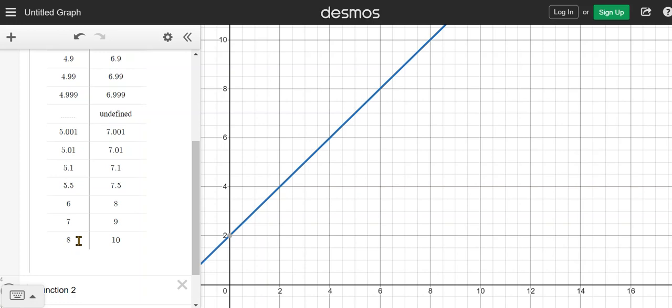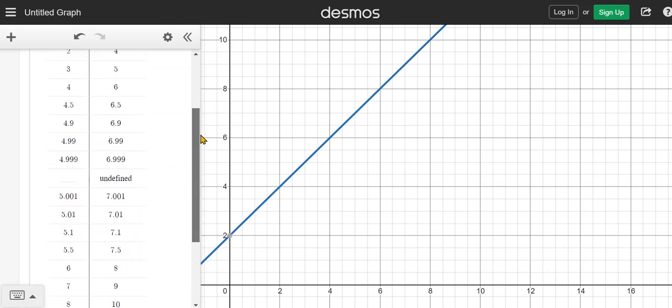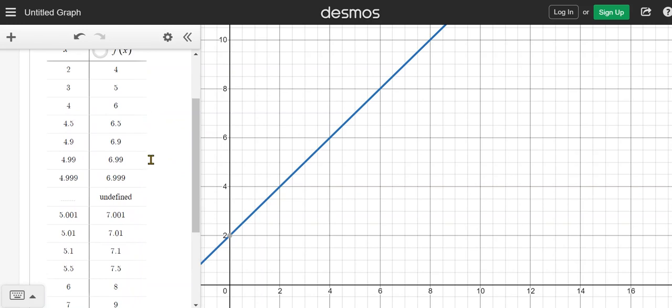As the x values go from 8 to 7 to 6, 5.5, 5.1, 5.01, 5.001, the function values are getting closer and closer to 7. Because the function values are getting closer and closer to 7 as x approaches 5 from both directions, we would say that the limit of this function, x plus 2, as x approaches 5, is 7.